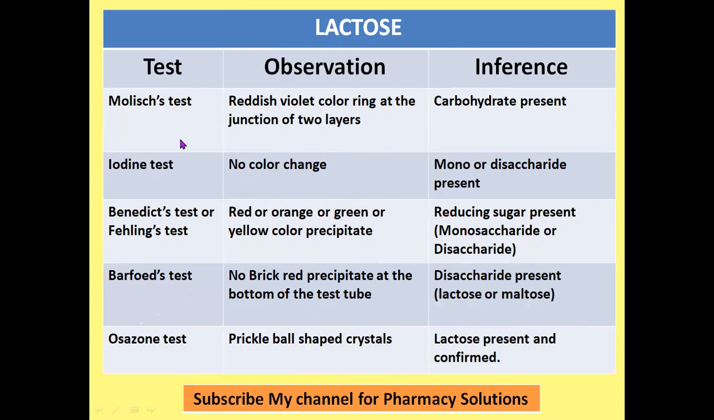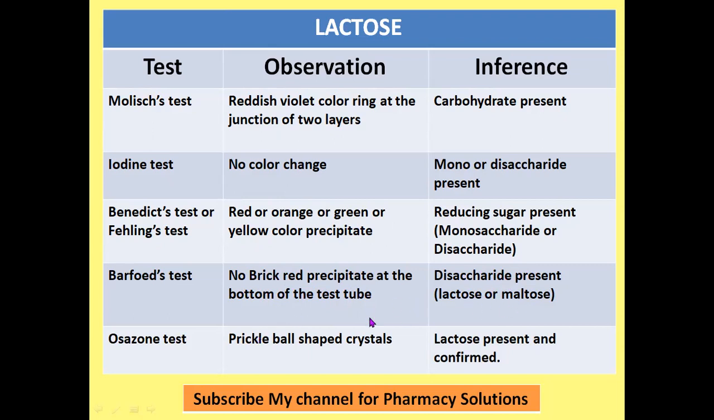In case of lactose, you do the Molisch test, which you have done for all the other sugars, the iodine test, and Benedict's test. In Benedict's test there will be a red precipitate because it is a reducing disaccharide. In Barfoed's test there will be no brick red precipitate. In monosaccharides, brick red precipitate is seen at the bottom, but in disaccharides there is no brick red precipitate at the bottom of the test tube. So the inference is that your sample is a disaccharide, either lactose or maltose.